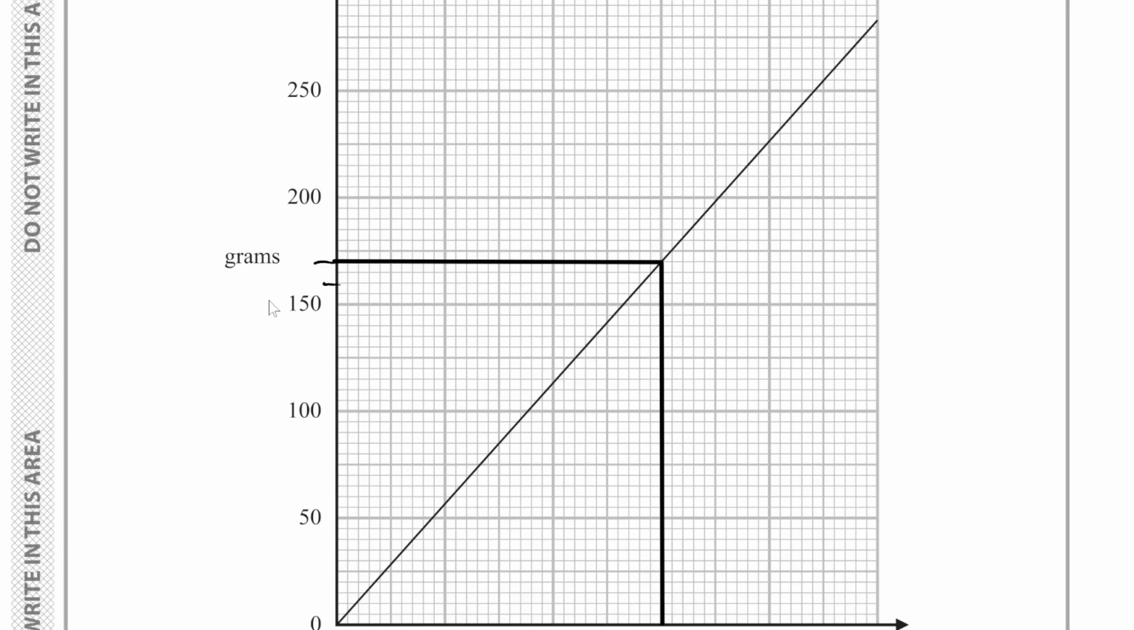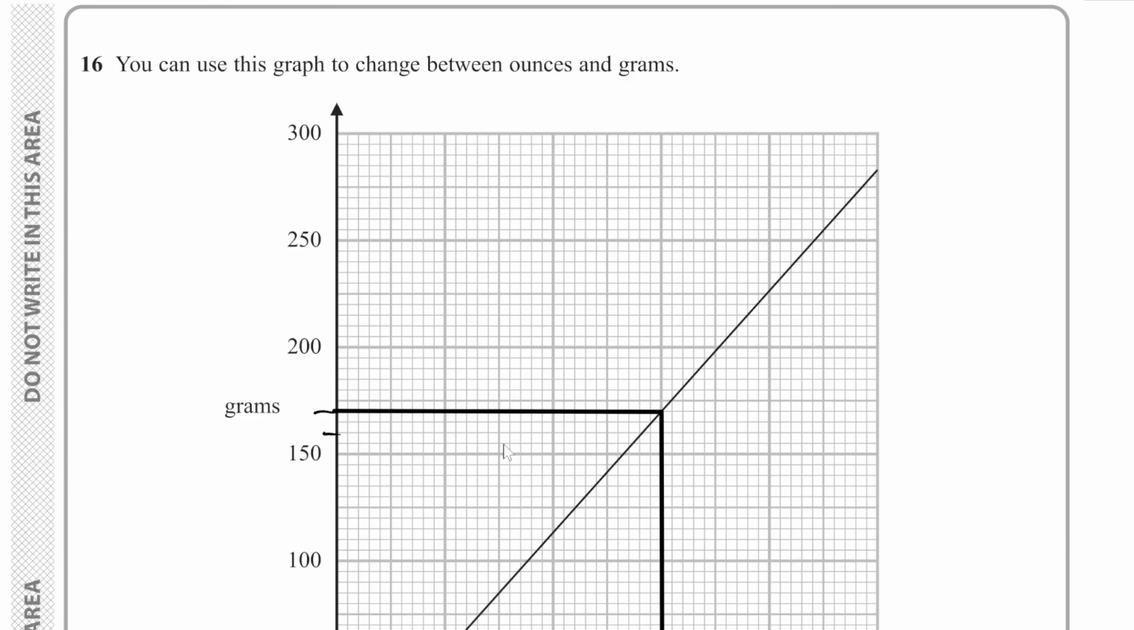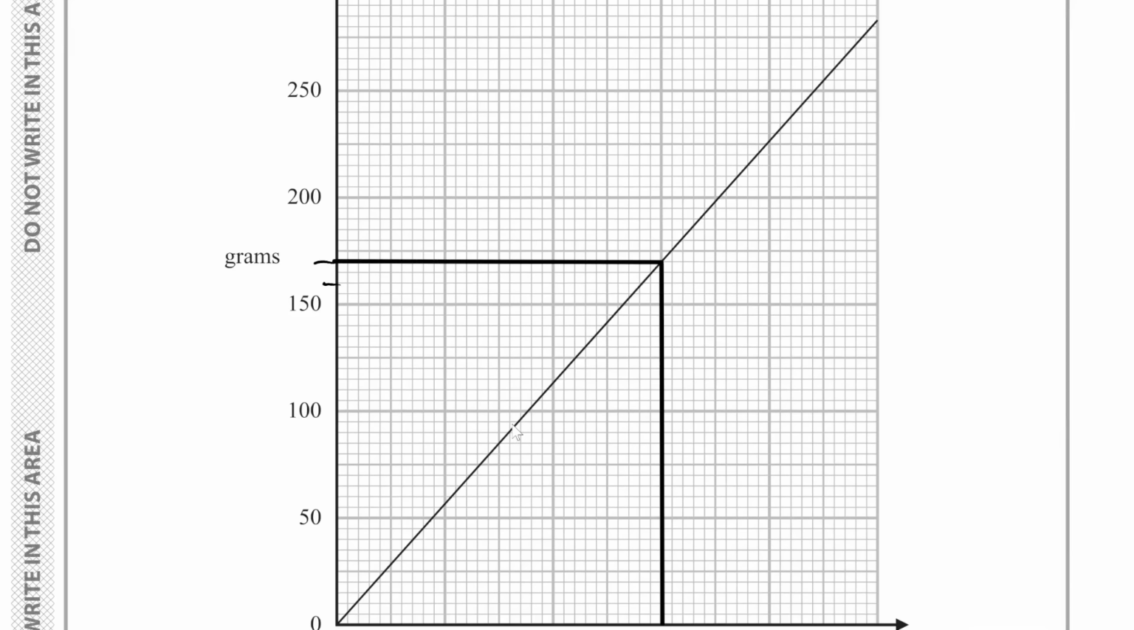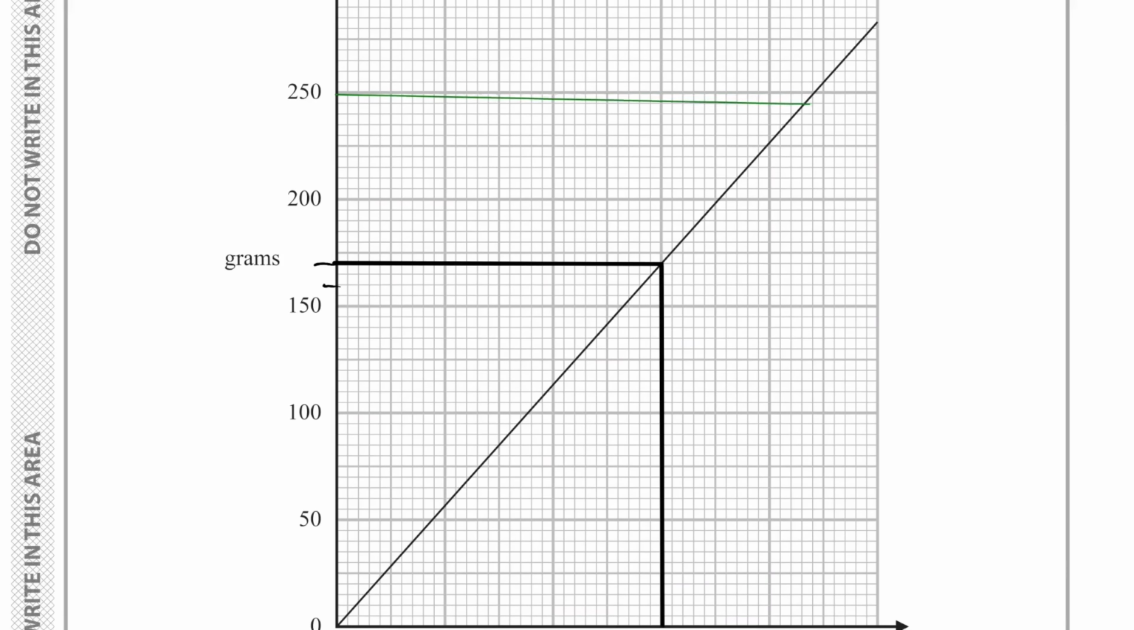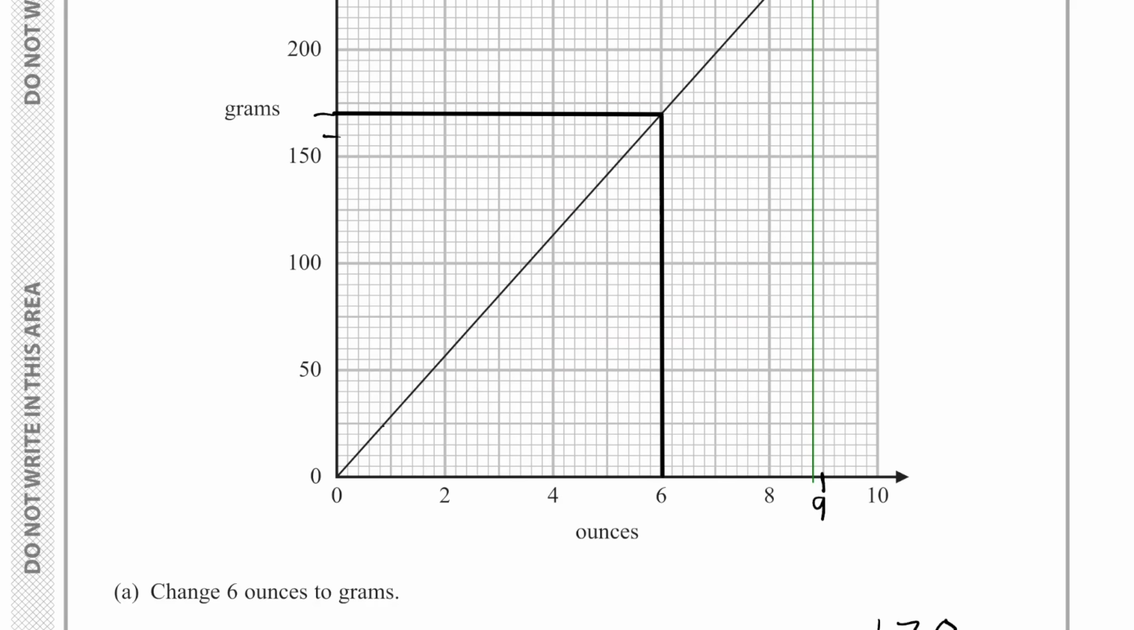Change 1 kilogram into ounces. Of course, a kilogram isn't on here. We've got options. We could do 250 grams and then times it by 4. That might be a good way of doing it. Or 200 grams and times it by 5. Or something like that. So 250 grams is there, which looks like 8.8 because this is 9, so each little box is 0.2. So 8, 8.2, 8.4, 8.6, 8.8.